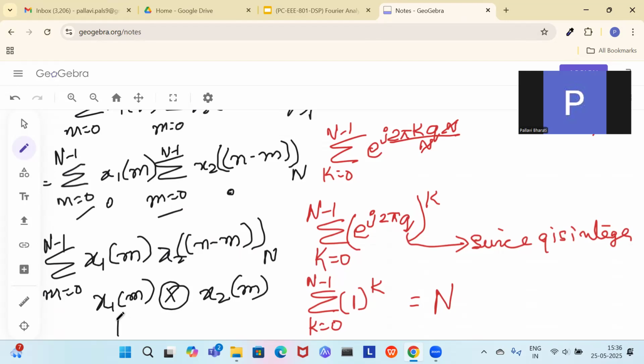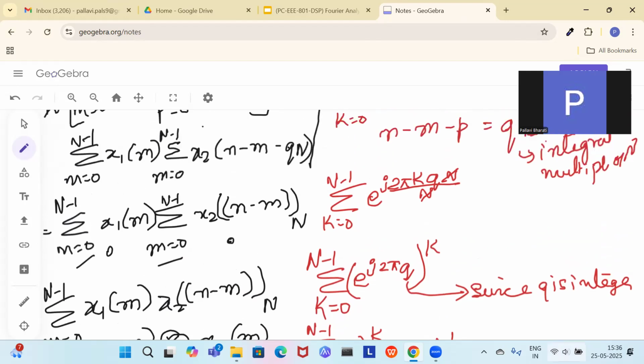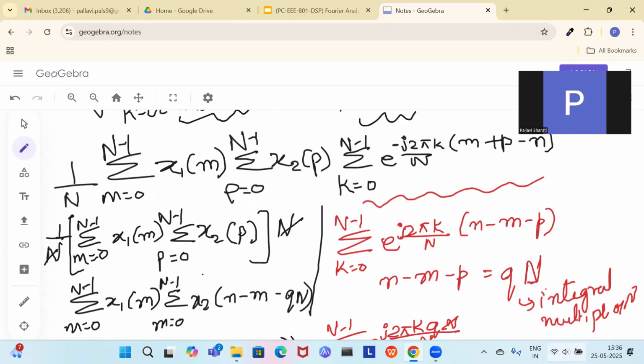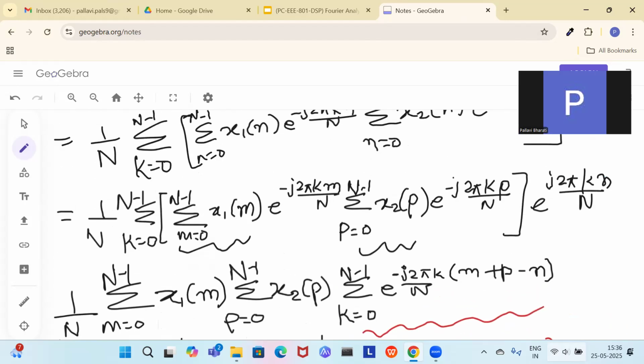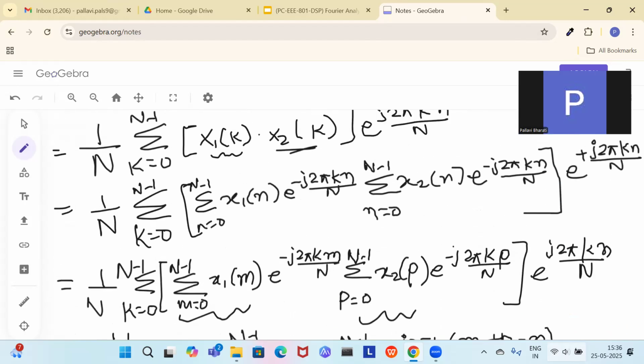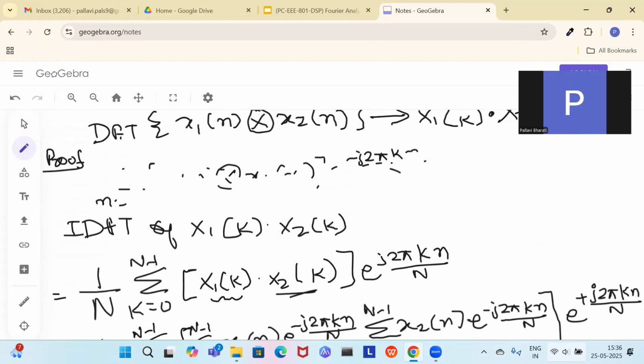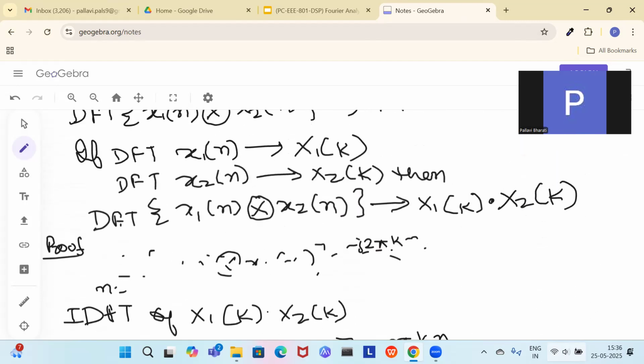So this is how it is proved. Let's go through it very quickly once again, so that if you have missed somewhere, you can understand it. In this one, what we are doing is taking the convolution in the time domain, which will result in multiplication in the frequency domain.